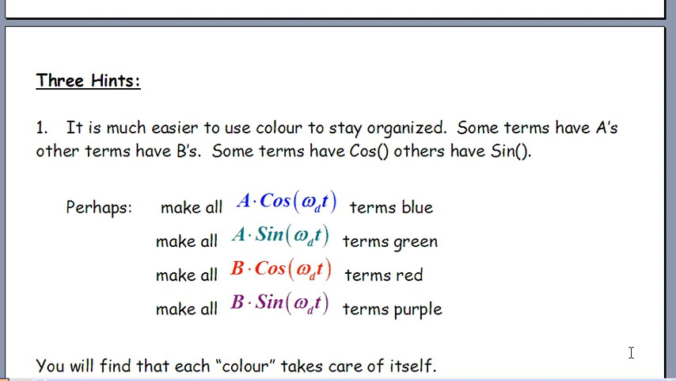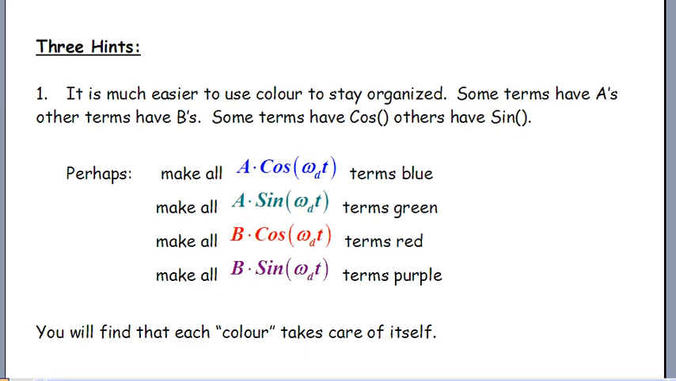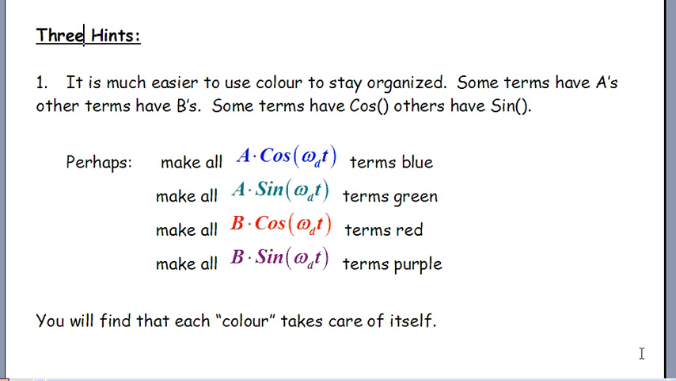it in one color of their choice, maybe blue. Any terms that are A's multiplied by sines, they write in a different color, and then B cosines, a 3rd color, and then B sines in a 4th color. And what you'll find is that each color takes care of itself. So somehow all of the blue terms on your paper will go away.